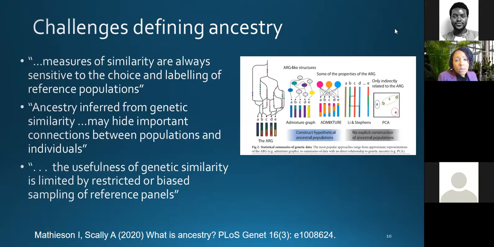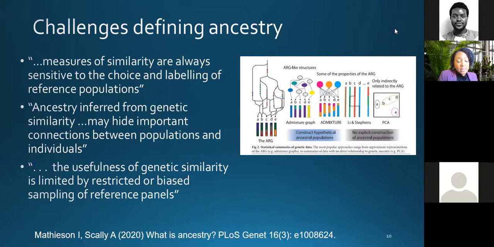And I want to take a moment to just go over some additional points that they make, and relate that to how I see that as someone with a background in law and bioethics. So measures of similarity are always sensitive to the selection and labeling of reference populations. By inferring ancestry based on genetic similarity, we tend to emphasize and reify existing groups, hiding important connections between populations and individuals, possibly giving the false impression that these processes are not biased when they are.